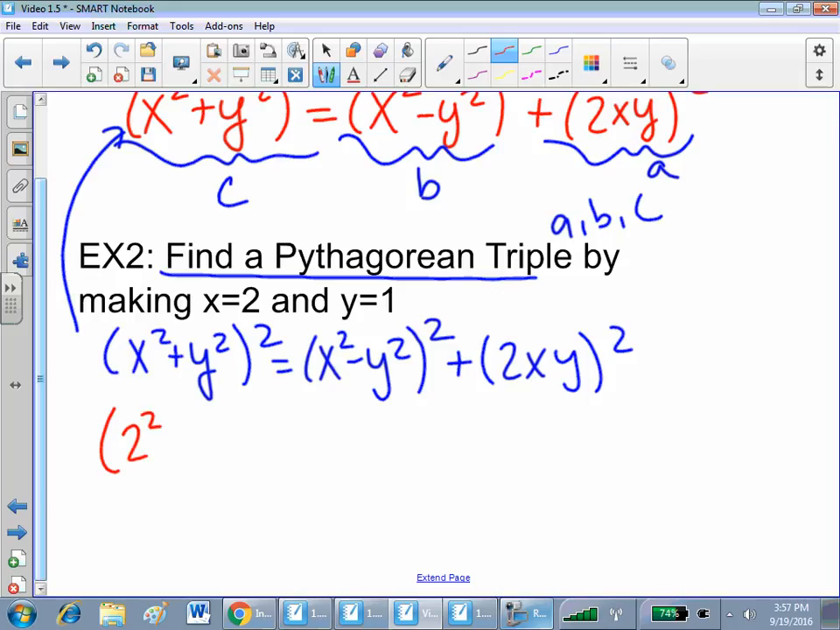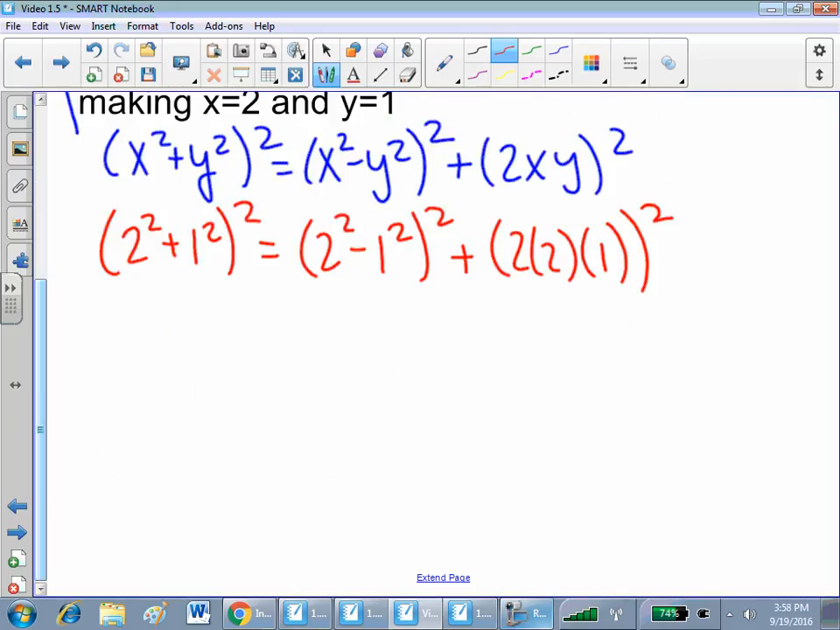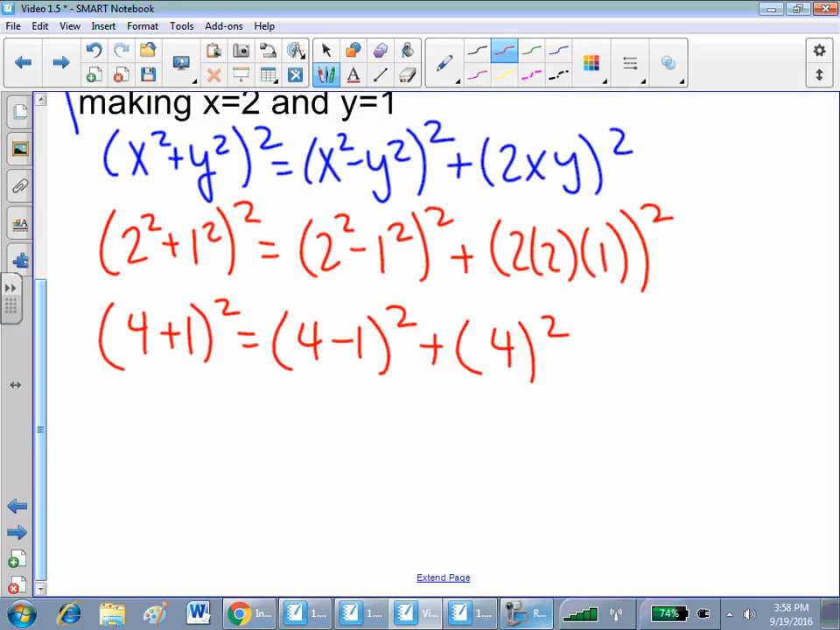So 2 squared plus 1 squared, all squared, equals 2 squared minus 1 squared, plus 2 times 2 times 1, all squared. Okay, I'm going to keep going. So now I'm going to simplify everything inside those parentheses first. So 2 squared is 4, 1 squared is 1. 2 squared is 4, 1 squared is 1. 2 times 2 times 1 is 4. Now I'll take care of the exponents. I'm following my order of operations.